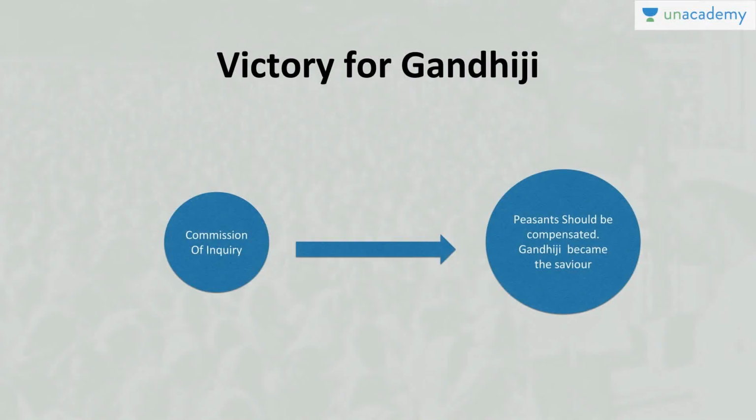Then finally a commission of inquiry was formed to look into the matter because Gandhiji was very persistent, and Gandhiji presented all his findings to this commission. Based on the facts, the commission decided in favor of the peasants, and all the peasants were compensated for their losses, and Gandhiji emerged as a hero. So that is the Teen Katia system for you, and this was the entire Champaran Satyagraha. It was abolished gradually, and all the peasants were paid accordingly for whatever loss they had suffered.